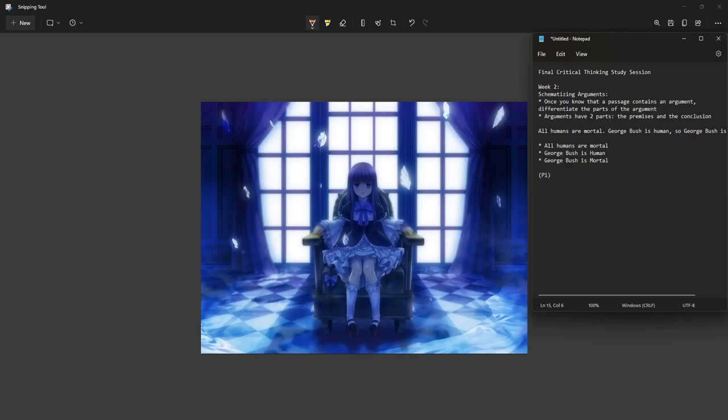To schematize it, we have to take these three info bits and put them as follows. P1, which stands for premise 1, although admittedly it can be any letter, says that all humans are mortal. Premise 2 states that George Bush is human. Therefore, George Bush is mortal.